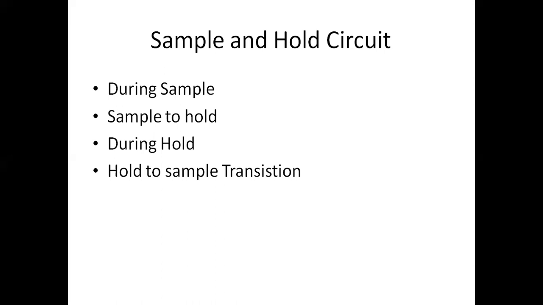Sample to hold transition. The transition occurs when the switch disconnects the charge storage capacitor from the input side of the circuit. A finite delay exists between the mode control pulse and the physical action of the electronic switch. The actual switch opening is delayed following the hold command, allowing the capacitor to continue tracking the input for this additional time. Therefore, the hold value is not exactly equal to the input at the designated sample moment. This delay is known as the aperture delay time, and an aperture delay of 5 to 150 nanoseconds is common.